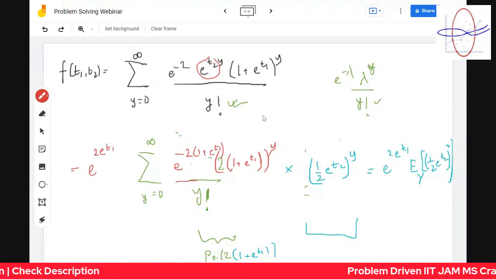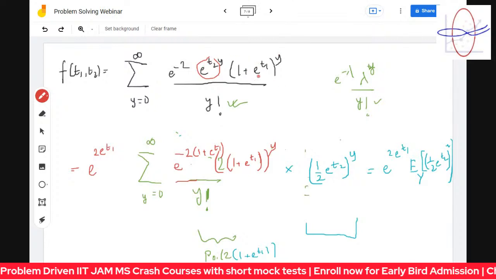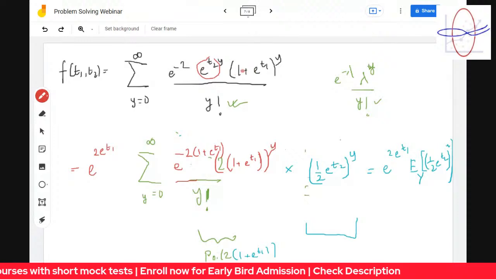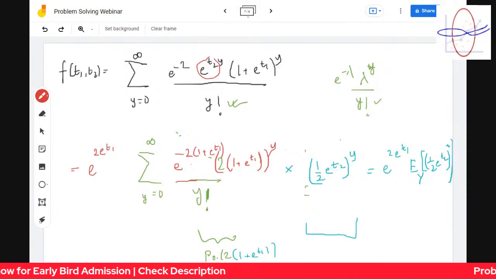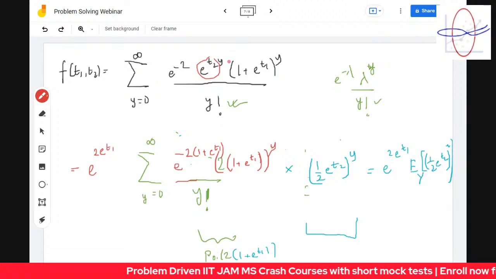Yes, so this part is there, lambda to the power y. So we need to include it over here. Okay, but before that, sorry, not this. I'm doing something wrong, I guess. If we take e to the power minus 2 outside of the summation, then it's something like the MGF of Poisson, means e to the power t2 y is there. So just give me a minute.